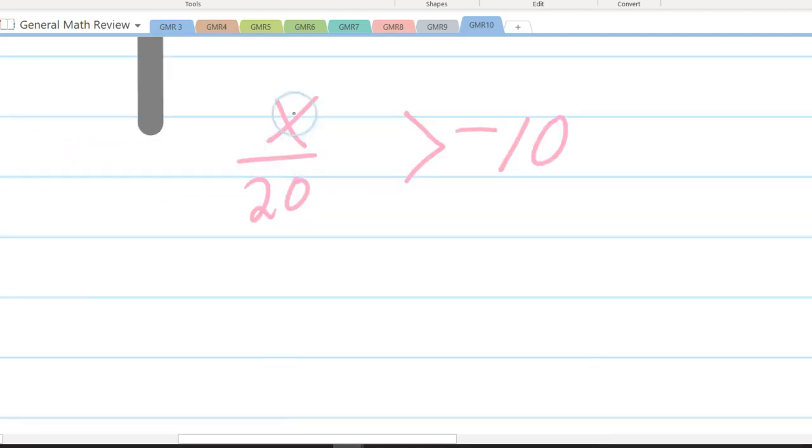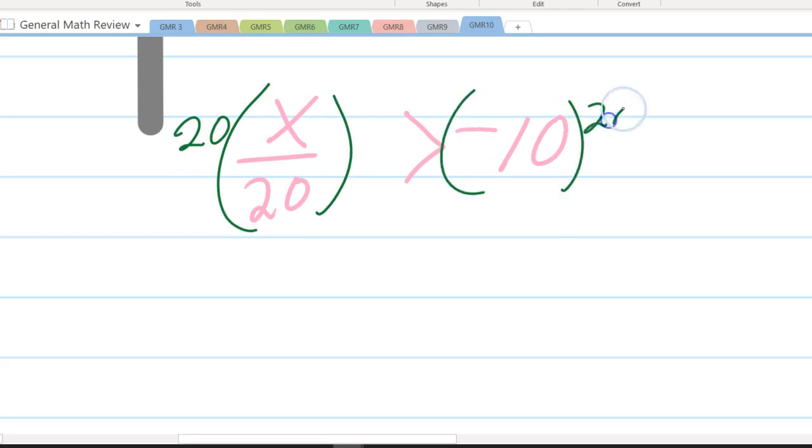Another quick, easy problem. I have x divided by 20 is greater than negative 10. So I'm going to multiply both sides by 20 to cancel those out. What I do to one side, I do to the other. 20 divided by 20 cancels. That gives me x. Now, I multiplied by a positive 20. It doesn't matter that there's a negative over here, but I multiplied both sides by a positive 20, which means my inequality is staying the same. And my answer is 20 times negative 10 is negative 200.